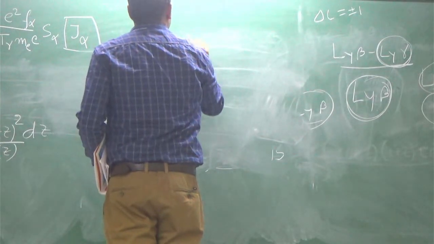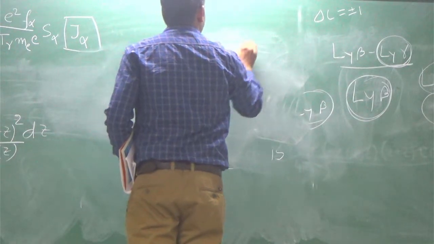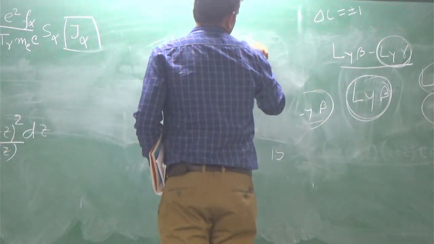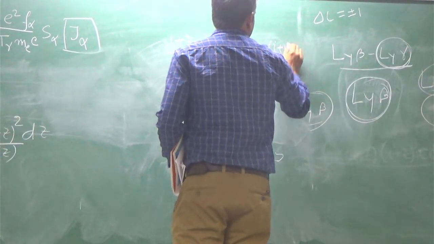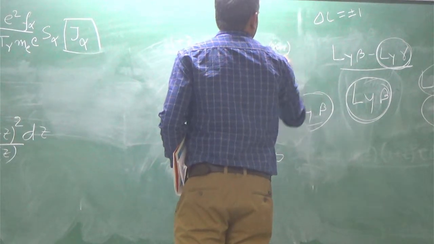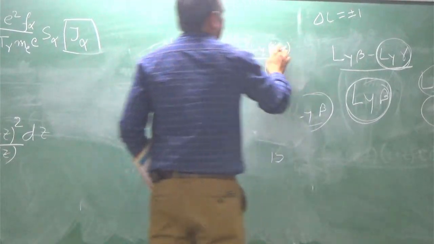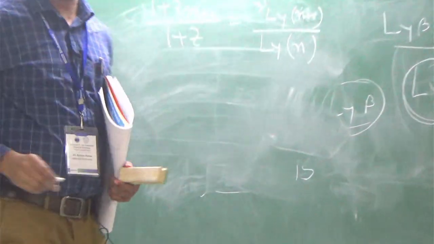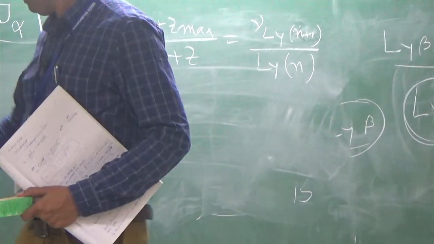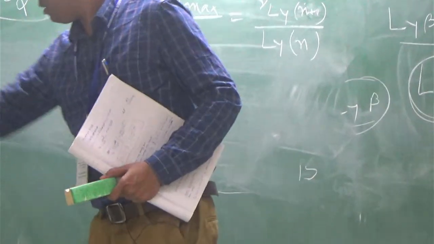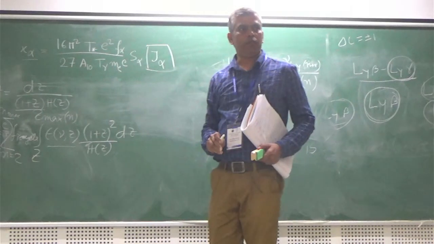So (1 + z_max) / (1 + z) is equal to the ratio of Lyman (n+1) by Lyman n. And this ratio is different for different bands, so z_max will be different for different bands. So you have to carefully calculate that, and then you have to take the sum of this. And that will give you the total Lyman alpha value.